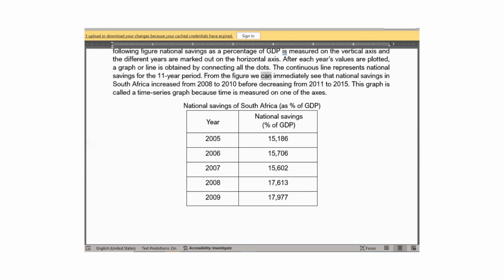From the figure we can immediately see that national savings in South Africa increased from 2008 to 2010 before decreasing from 2011 to 2015. This graph is called a time series graph because time is measured on one of the axes.